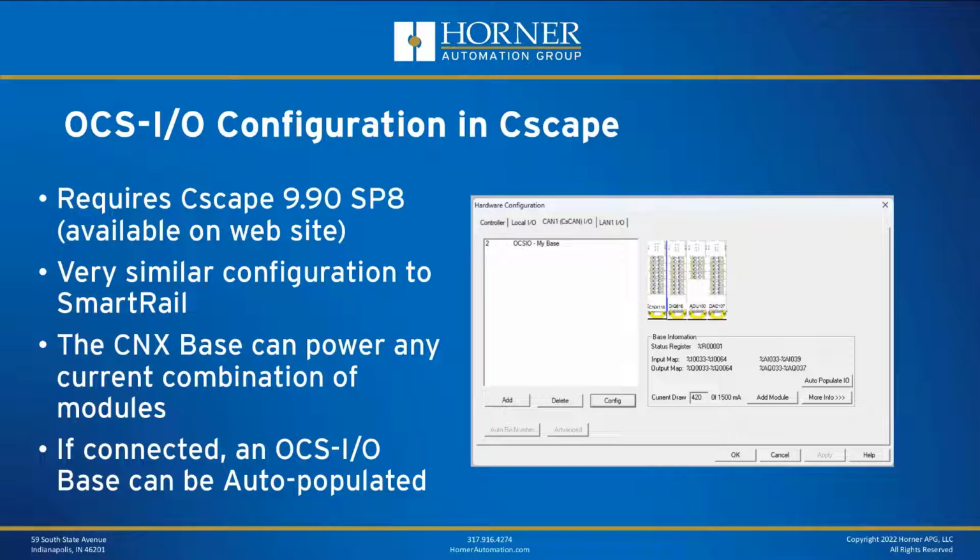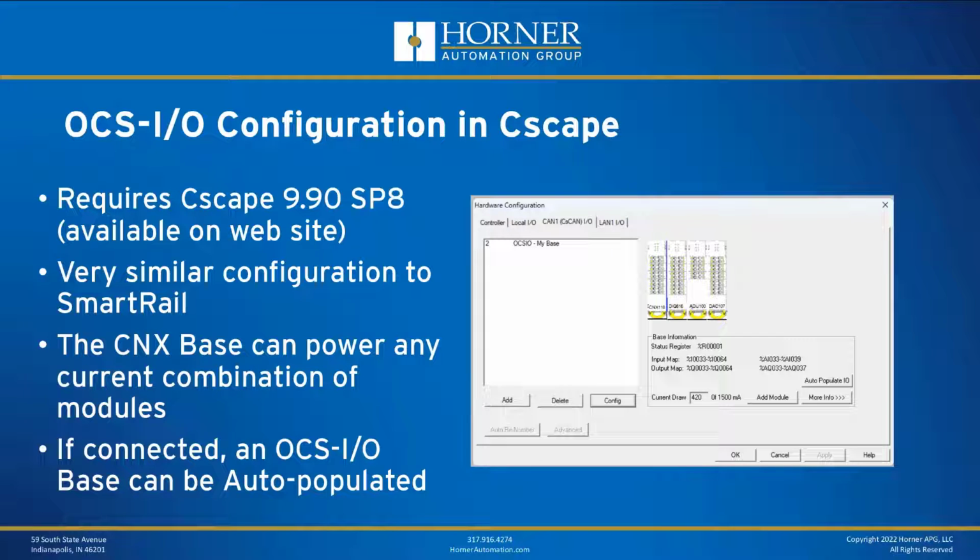Now, when you go to configure your base, the CNX can support really any combination of modules. So you don't really need to worry about overpowering the IO base with your selection of modules. I know with some IO families from other manufacturers, especially, and even with our SmartRail with certain combinations, you can potentially run out of base power. So you have to be a little bit careful. With OCS-IO, it looks like we've set everything up so far, at least, where regardless of the combination of up to 7 modules that are plugged into the base, you won't have any kind of power issues at all.